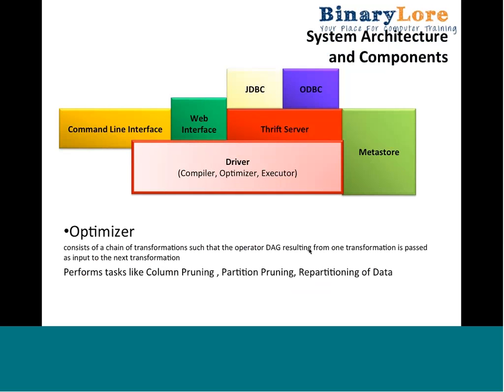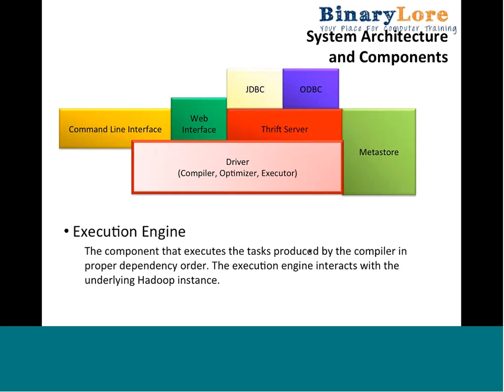Optimizer consists of a chain of transformations such that the operator DAG resulting from one transformation is passed as input to the next transformation. It performs tasks like column pruning, partition pruning, repartitioning of data, etc. Execution engine, the component that executes the tasks produced by the compiler in proper dependency order. The execution engine interacts with the underlying Hadoop system.